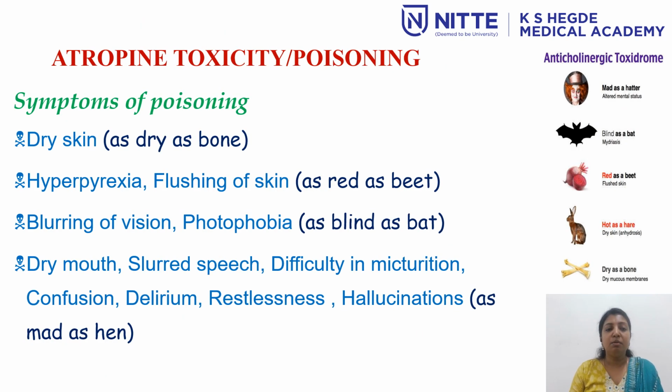Now, it's easy to remember the symptoms of poisoning. You know the adverse effects, so in overdosage, they can lead to these symptoms. Dry as a bone, because there will be dry skin because of drying up of secretions. Red as a beet, because of hyperpyrexia and flushing of skin. Blind as a bat, because of the effect of atropine on the eye, like blurring of vision and photophobia. And mad as a hen, because of the CNS symptoms like confusion, delirium, restlessness, and hallucinations. So dry as a bone, red as a beet, blind as a bat, and mad as a hen.